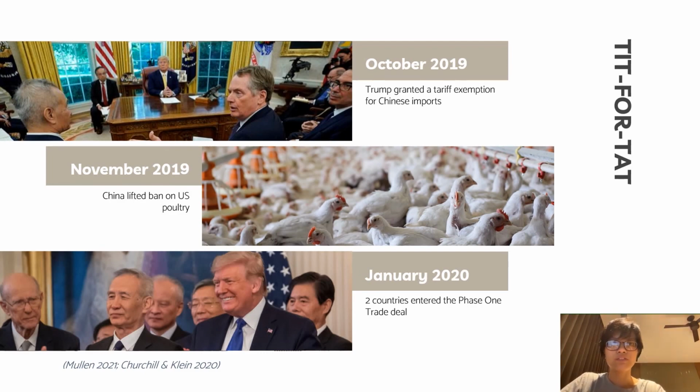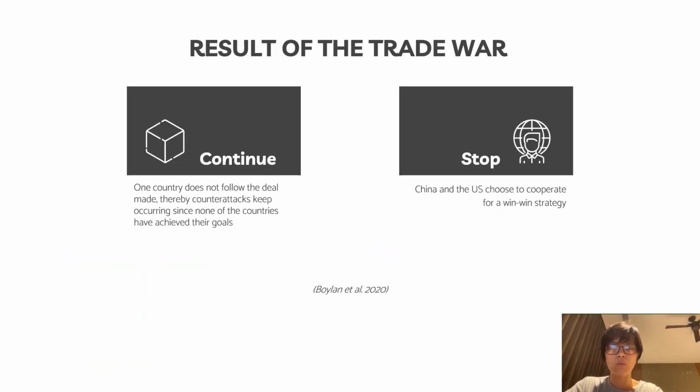Indeed, before the lift of the US poultry ban, China received a tariff exemption from the US. Then they entered the Phase 1 trade deal to dampen the tension between the two countries. The trade war will continue if one country does not follow the deal made, thereby counterattacks keep occurring, or it will stop if both of them choose to cooperate for a win-win strategy.